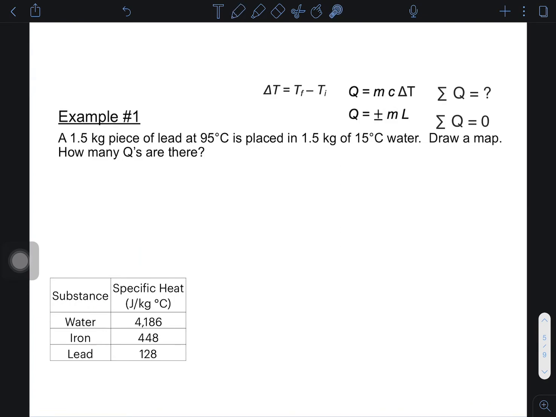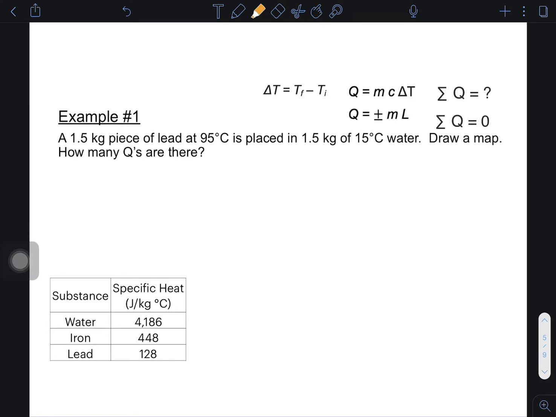So here's a couple quick examples. The couple things we want to keep in mind: is it a sum of all my Q is equal to question mark, or is it a sum of all my Q is equal to 0? Is it a temperature change? Is it a phase change? And remember, when we talk about temperature change, it's final minus initial temperature. But for this week, we are drawing a map and determining how many Qs there are for this section of this week. That's it.